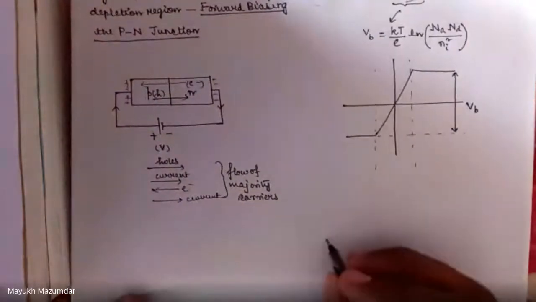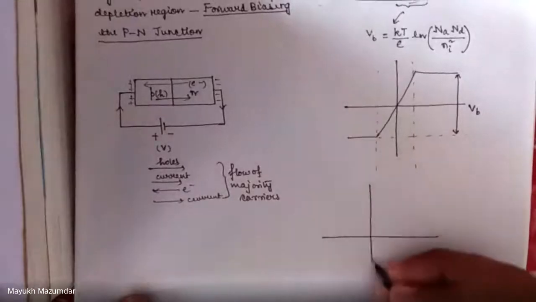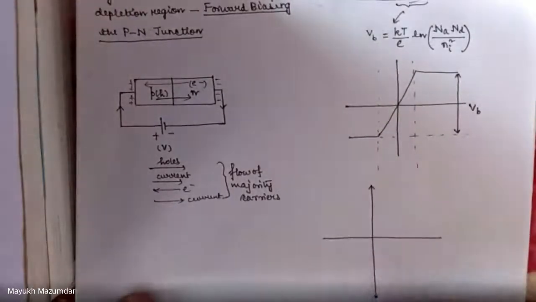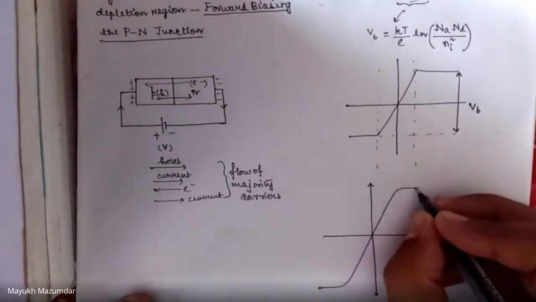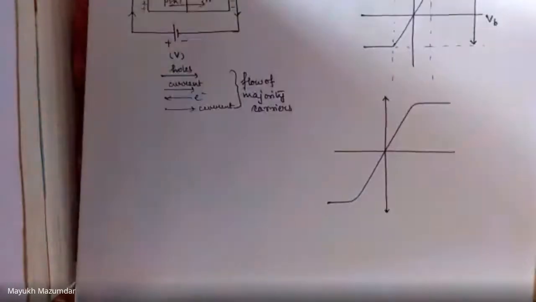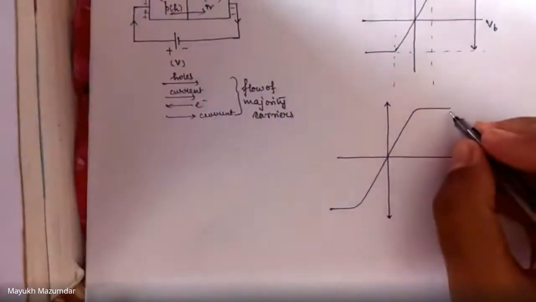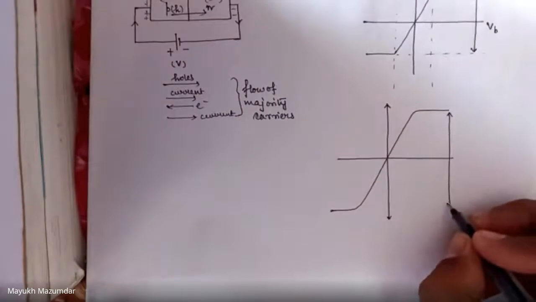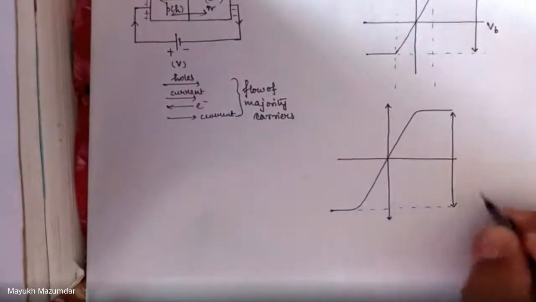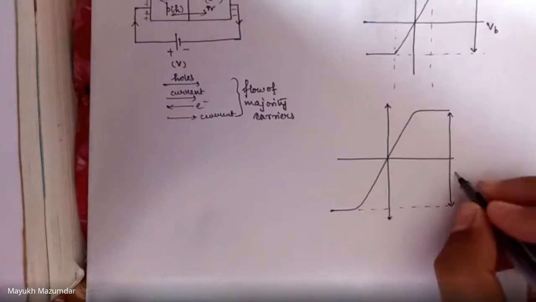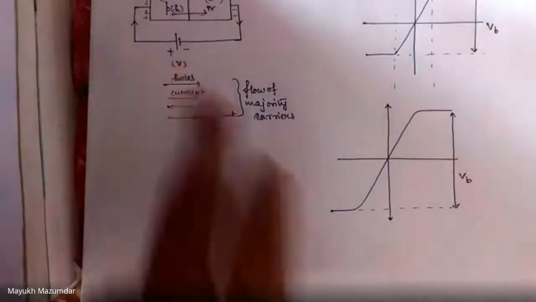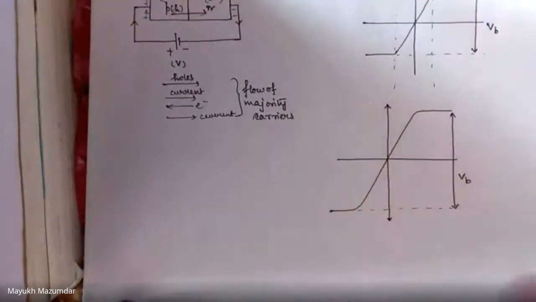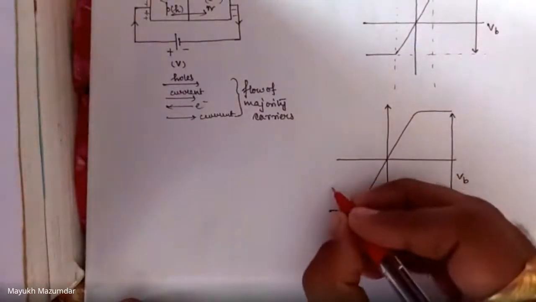So overall, let's see what happens to the barrier potential. Previously, it was like this. This was VB. So what will happen due to the application of an external voltage V? This barrier will not vanish totally, that is not possible, but it will get diminished.